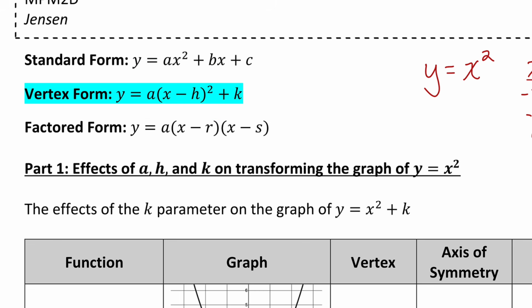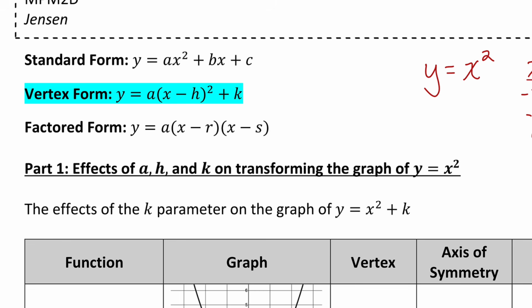You'll be able to recognize a vertex form equation because you have a binomial that is being squared, and then you have some constant values, a, h, and k, that are causing transformations to the x squared function. The a value is always multiplied in front of the power, the k value is always added after the power, and the h value is always subtracted from x in the base of the power.